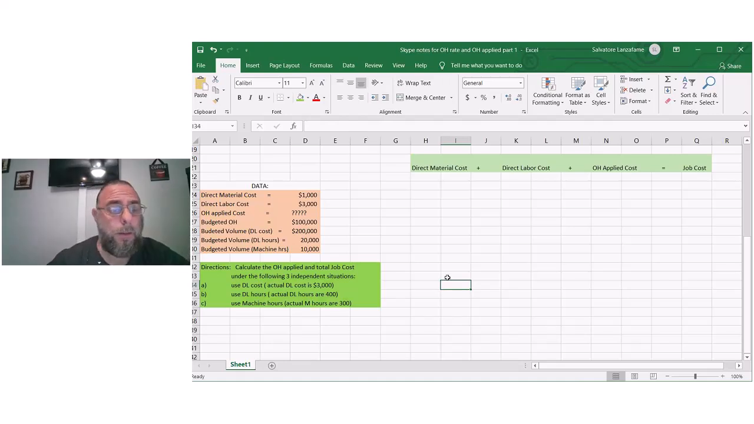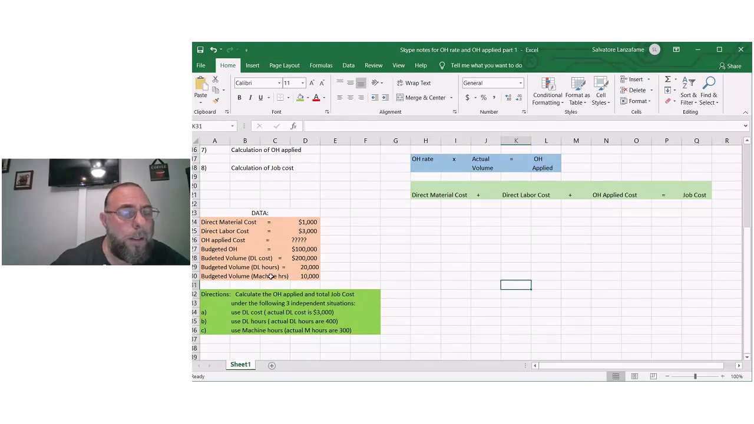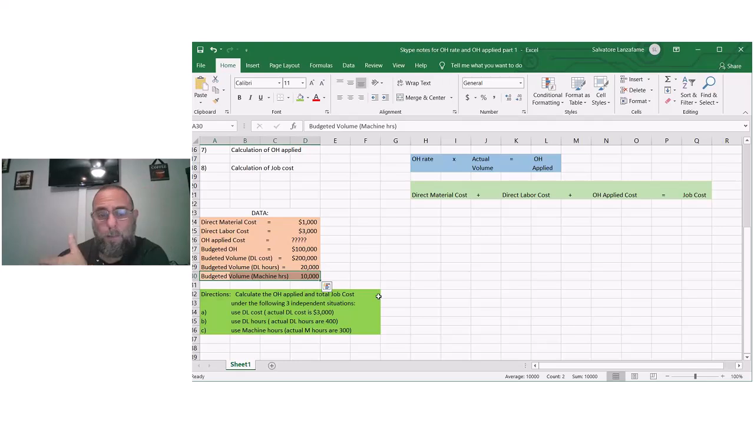So let's go ahead and do scenario A. In order to do scenario A, I have to go through this process. I want to calculate the budgeted overhead, and I want to divide by the budgeted volume. So here's the budgeted overhead, $100,000. Okay. And I want to divide that $100,000 by the appropriate budgeted volume. And I've got three to choose from. Do I use direct labor cost, or direct labor hours, or machine hours? Well, in this problem, they want us to use each of them in a separate scenario. So let's go ahead and do scenario A.